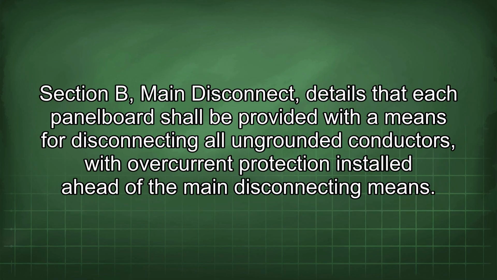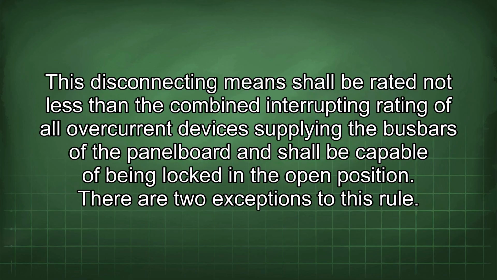Section B, Main Disconnect, details that each panelboard shall be provided with a means for disconnecting all ungrounded conductors, with overcurrent protection installed ahead of the main disconnecting means. This disconnecting means shall be rated not less than the combined interrupting rating of all overcurrent devices supplying the busbars of the panelboard and shall be capable of being locked in the open position. There are two exceptions to this rule.